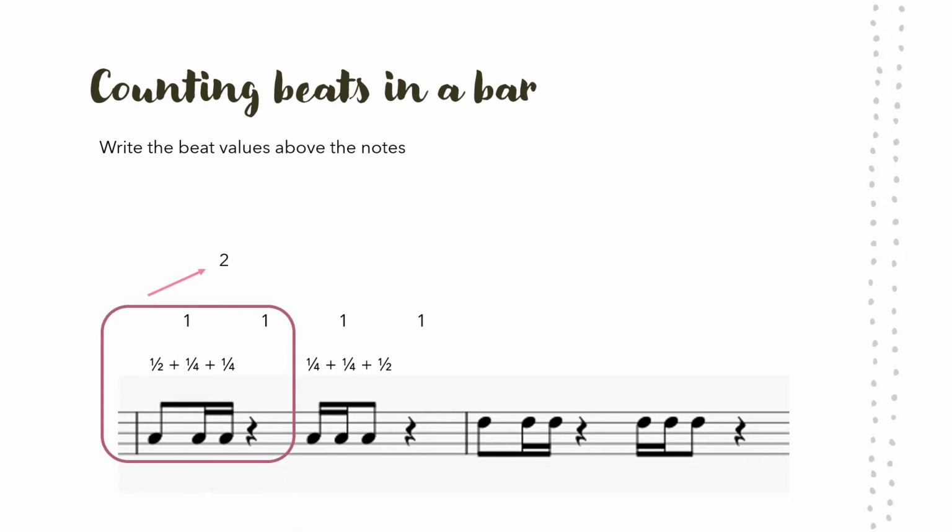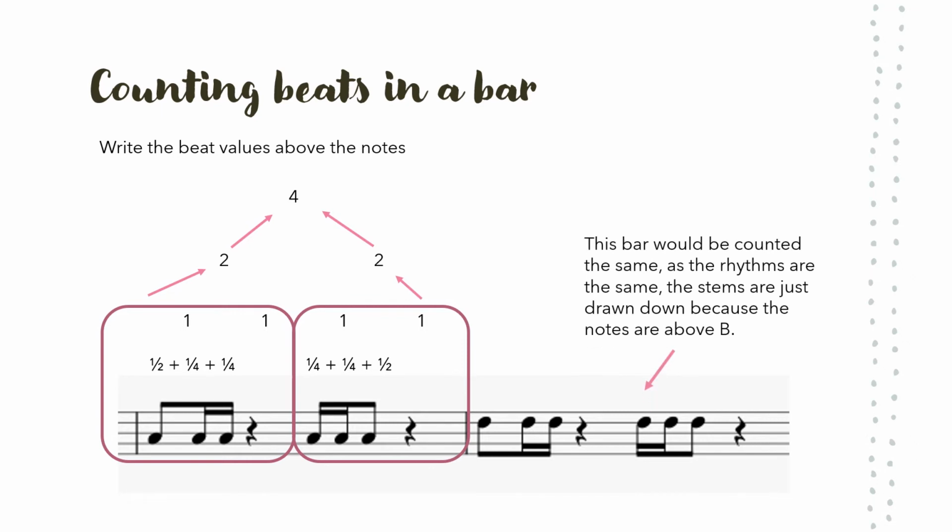Then you can create this pyramid. So we've got 1 and 1 is 2, and on the other half of the bar 1 and 1 is 2, and that all adds up to 4. And it would be the same for the second bar. It's the same rhythms. The stems are just drawn down so you can see what that would look like.